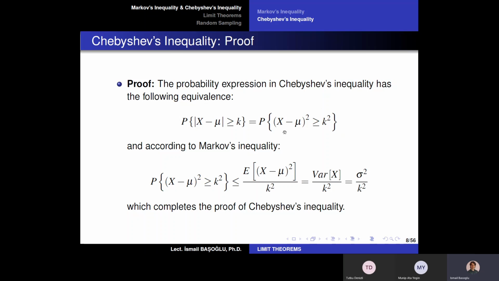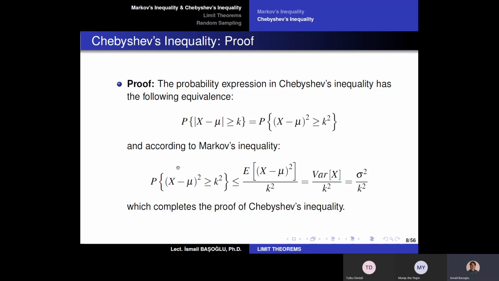So the probability that (X − μ)² is greater than or equal to k² is the same as the probability of the absolute value of X − μ being greater than or equal to k, because the solution sets of these inequalities are the same. They both have the same solution set.